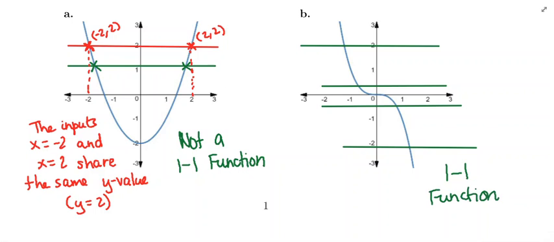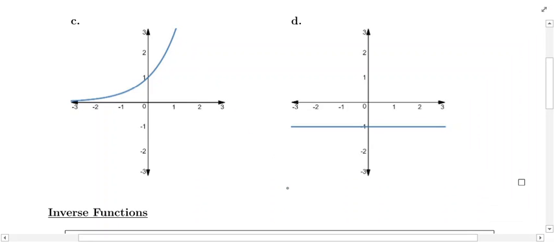If we jump to the top of page 2, we have a couple more graphs. Notice in part C what's going on with this curve. The right side is climbing very quickly. The left side is getting closer and closer to the x-axis, but not touching or crossing it. So the x-axis is a horizontal asymptote here. Let me write that down. Keep that in mind.